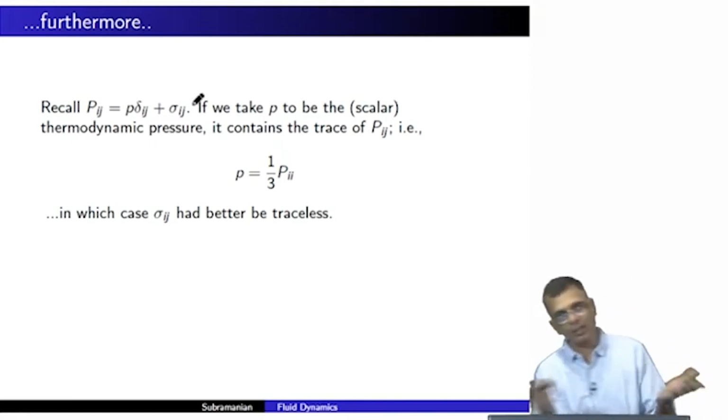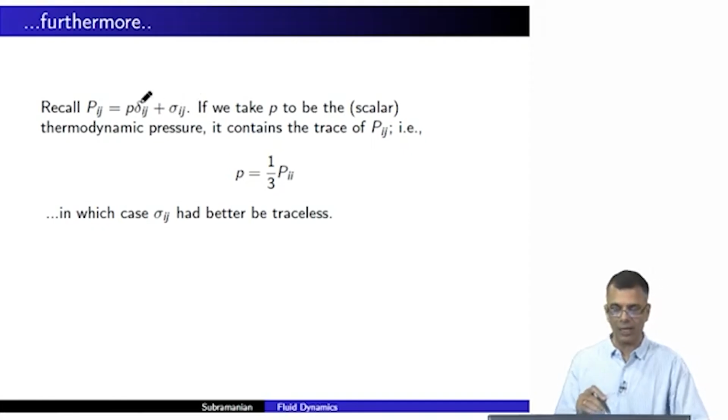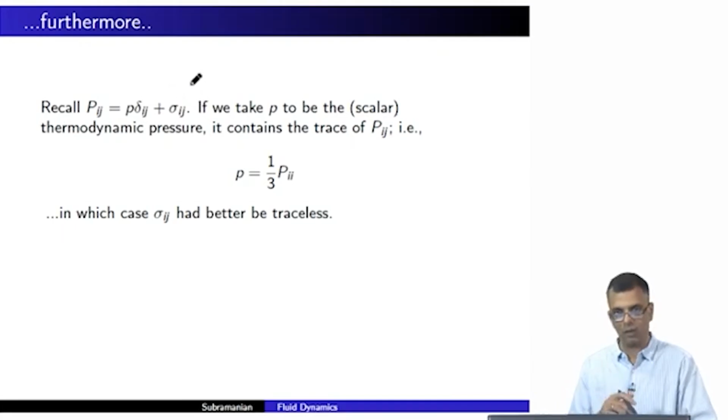In some ways this is obvious. These are the off diagonal elements and these are the diagonal elements. So if you construct a matrix with only the shear terms, it had better not have any diagonal elements at all. It had better be traceless. That's another way of looking at it.